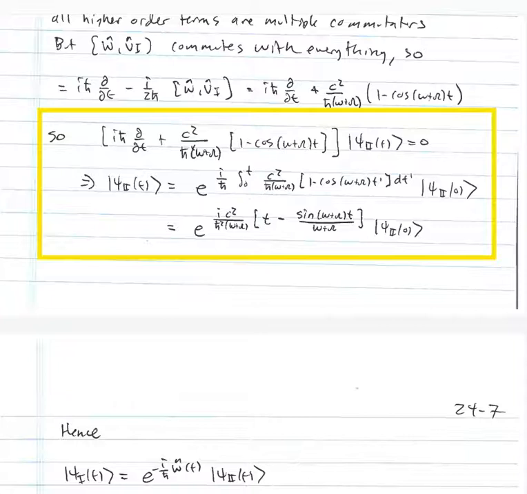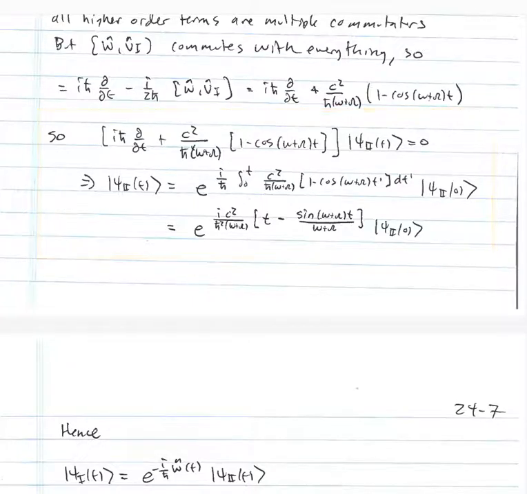That can easily be integrated. We get psi2 of t is e to the i/ħ times the integral from 0 to t of c²/ħ(ω+Ω) times 1 minus cosine((ω+Ω)t′) dt′, multiplied by psi2 of 0. And we can easily do that integral. It's just the integral of a constant and of a cosine. Our final expression is e to the i c²/ħ²(ω+Ω) times t minus sine((ω+Ω)t) over (ω+Ω), the whole thing multiplying psi2 of 0.